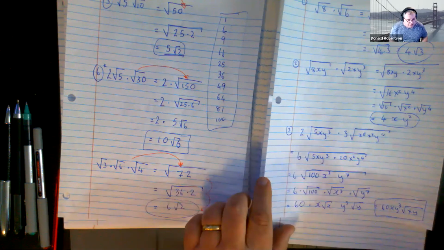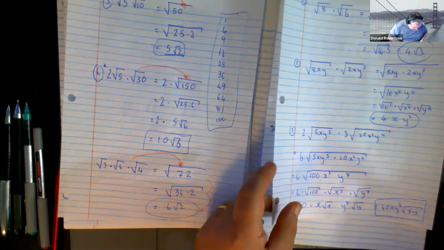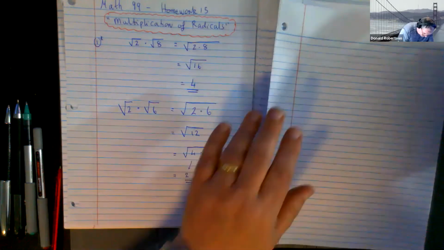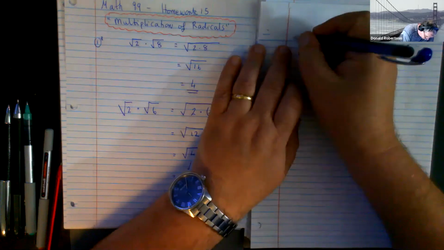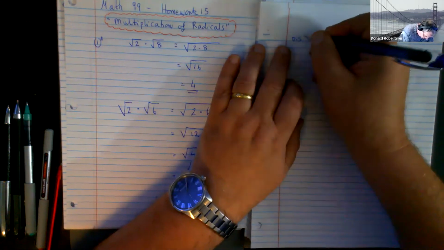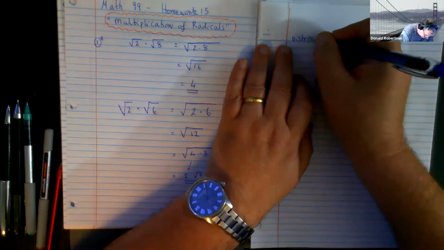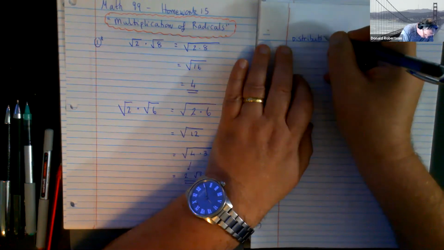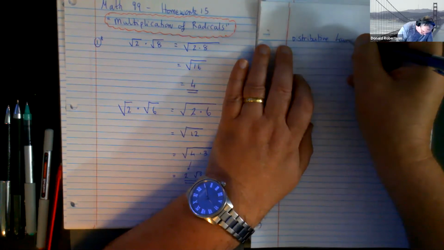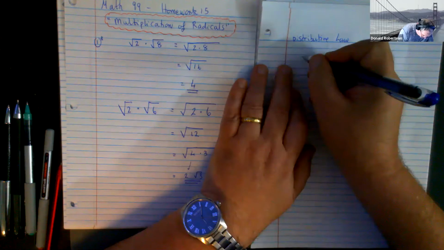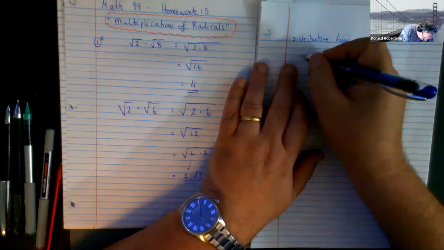Right, last chance. So now I'm going to show you a guy that you've met before, and we're going to be using this rule. It's called the distributive law. And I'm not doing it with square roots. I just want to show you what it looks like.